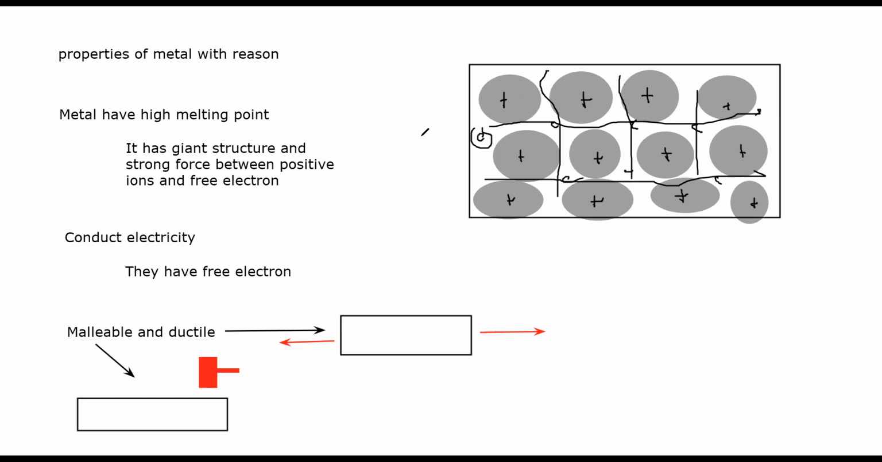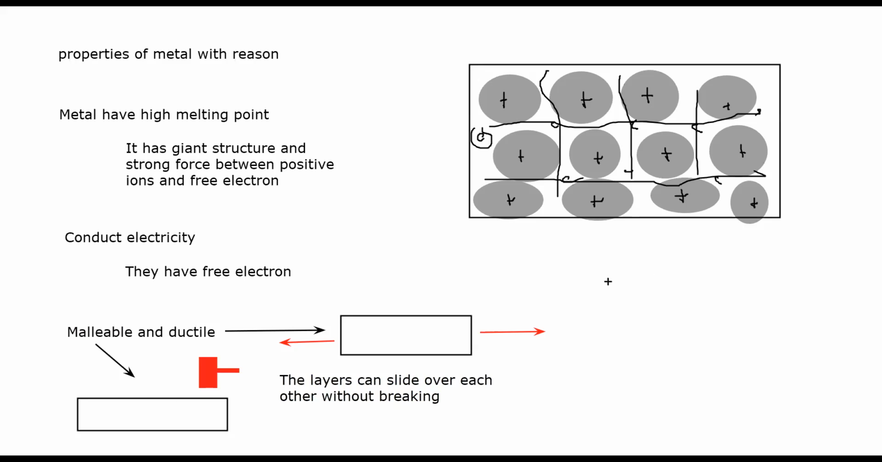Like for example, first I'll write the reason and then I'll explain. The layers can slide over each other without breaking. So layers can slide over each other without breaking. That's why we call metals malleable and ductile.